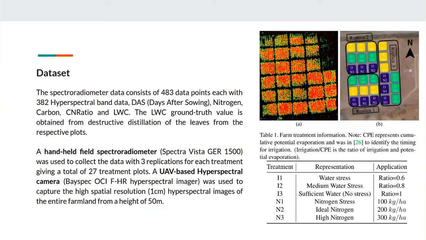There is a critical date of 36 days after sowing, where the crop is in the tasseling stage, after which it is difficult to induce any corrective measures to improve the growth of the plant. But any time before 36 days after sowing, we are able to identify the water stress and also apply corrective measures so that the yield is not affected. We also capture UAV hyperspectral images, as in this image, and we will look into that now.